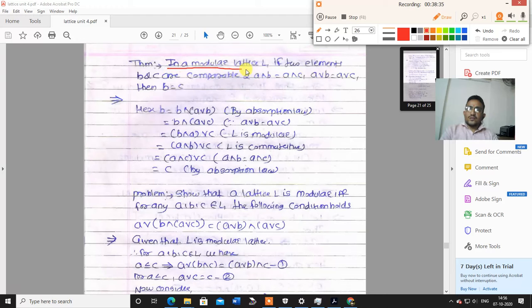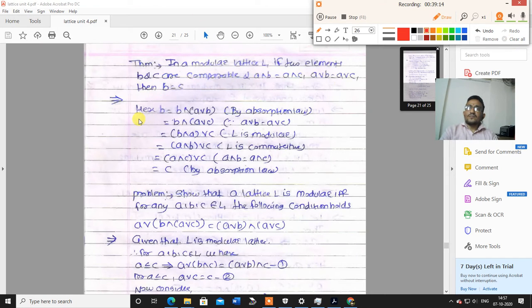In a modular lattice L, if two elements B and C are comparable and A meet B is equal to A meet C and A join B is equal to A join C, then B must be equal to C. We have to show that in a modular lattice L, if two elements are comparable, such that A meet B is equal to A meet C and A join B is equal to A join C, then B and C must be equal to each other.